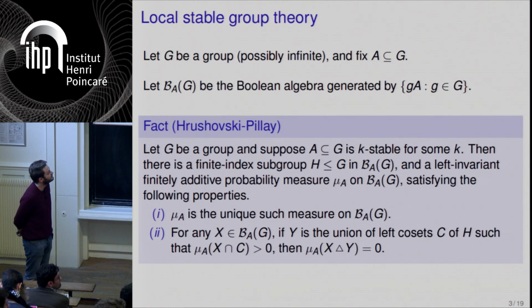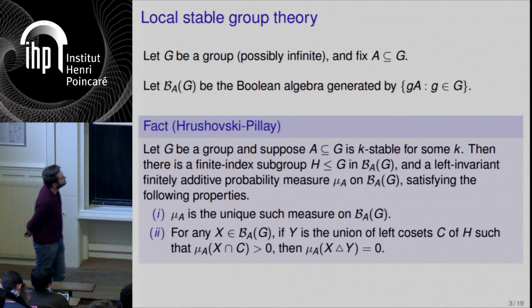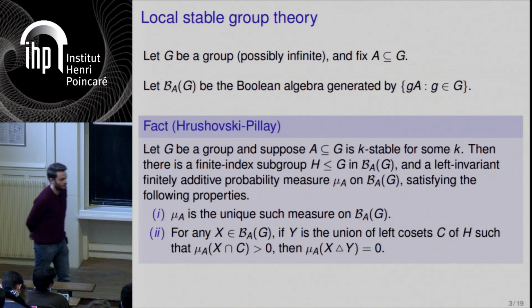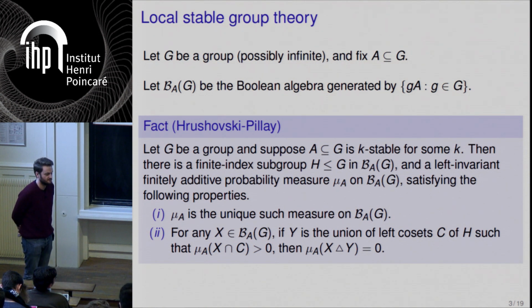So here you mean for every C, a union of left cosets C, so C is a set of cosets, right? So C is the left coset. If Y is the union of left cosets of H, it's a union of cosets. It's not a set of cosets, it's a union of cosets. So it's a subset of the group. Yeah. C is a coset, yes.